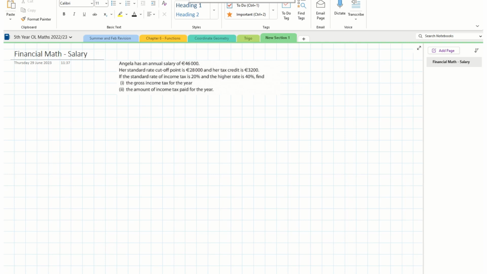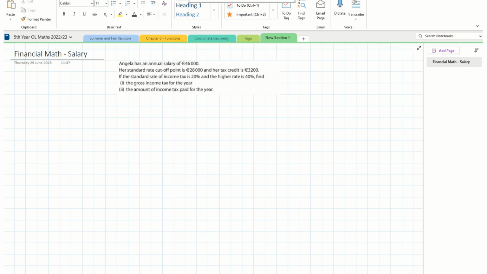So we are going to look at a question in financial maths that you need to be familiar with. It is regarding working out tax rates when we have two different tax rates. So everybody who works will pay a certain standard rate of tax on all of their income, and then above a certain income they will pay a higher rate of tax.